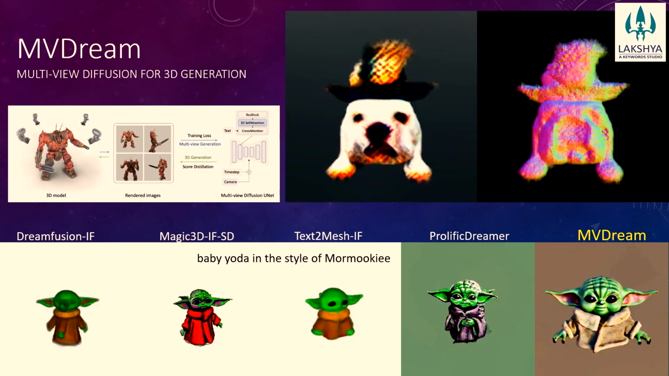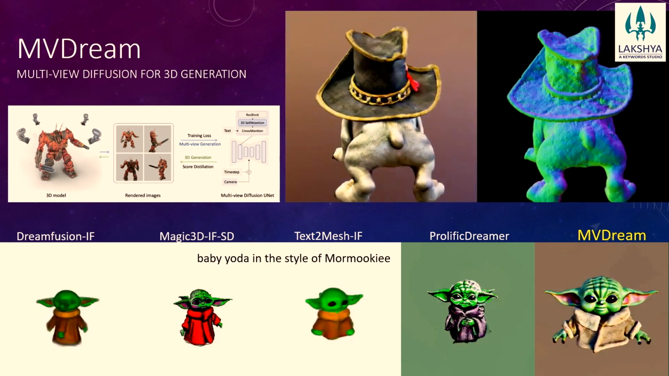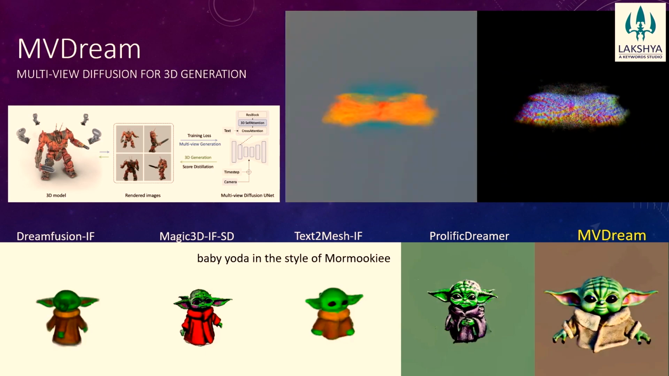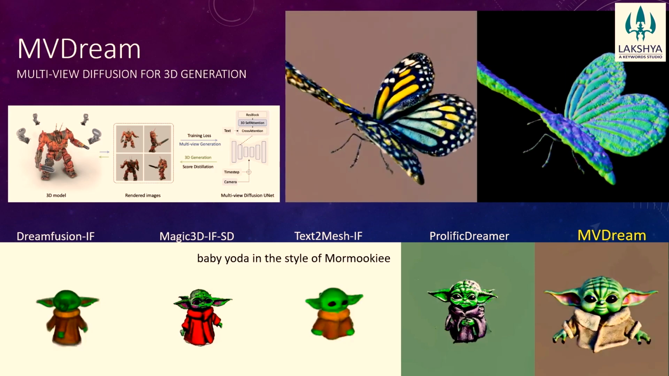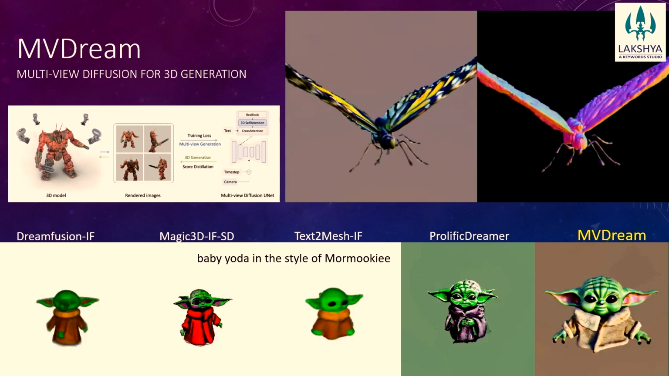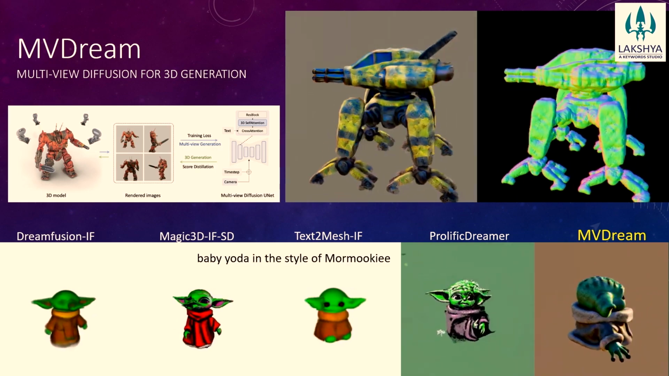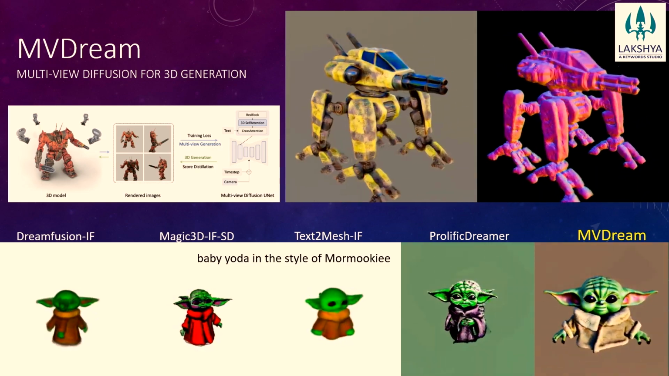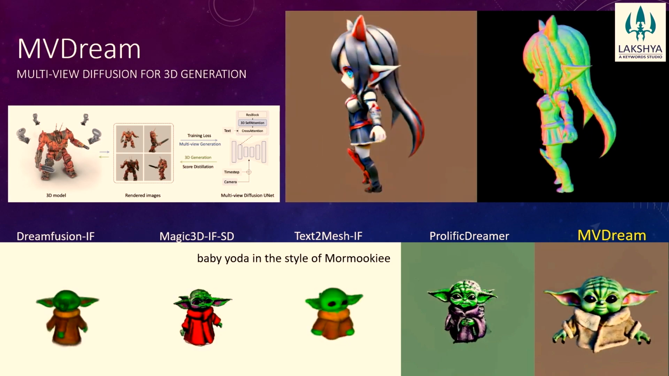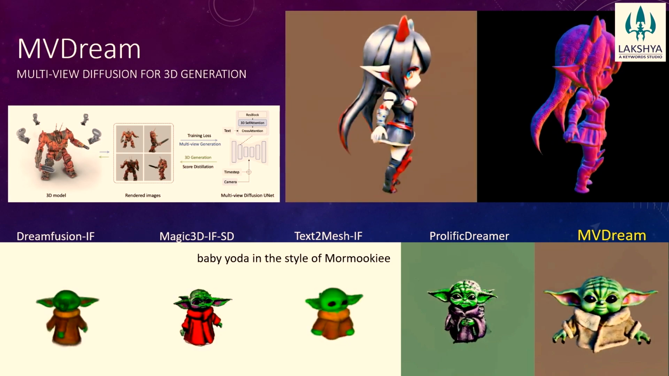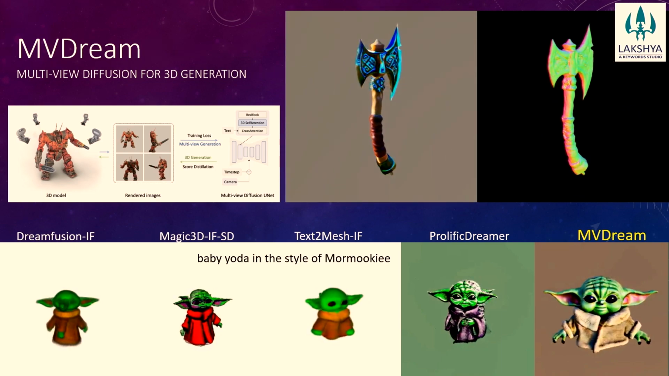So if I show you the quality of this diffusion model, this can be generated through a text prompt as well, and you can see the quality of the output that it generates. This is quite good compared to any other diffusion model in the industry right now. There is a comparison of different diffusion models generating 3D. At the bottom, you can see different diffusion models: Magic 3D, Text2Mesh, ProlificDreamer, and MV Dreams. MV Dreams generates quite a bit better in terms of quality.